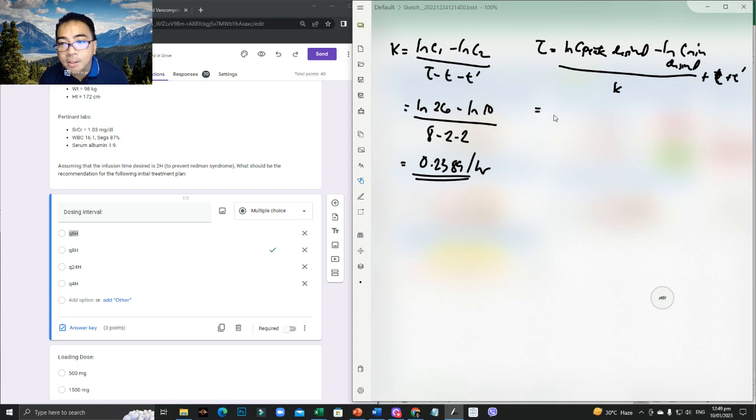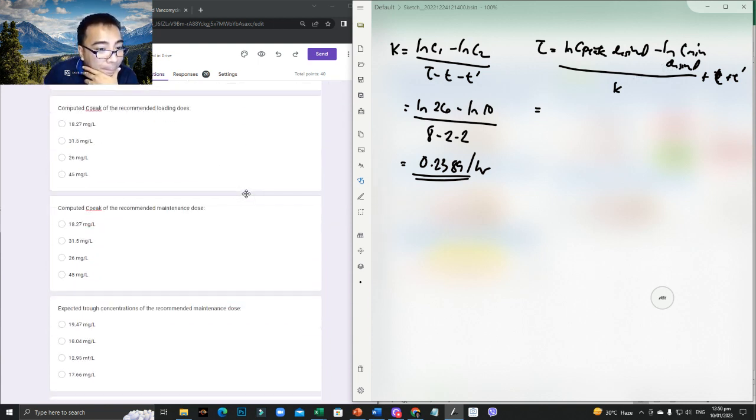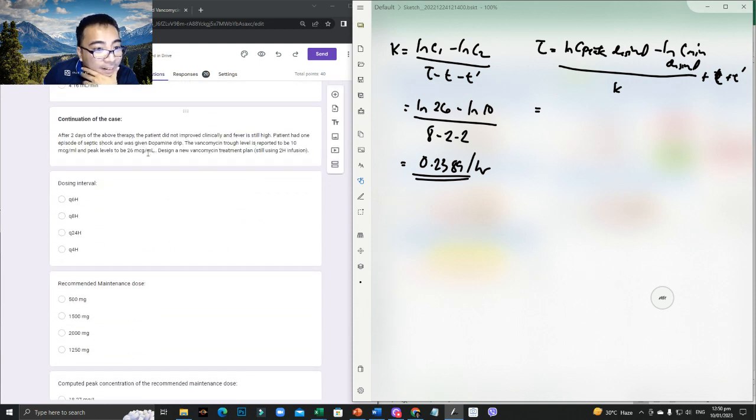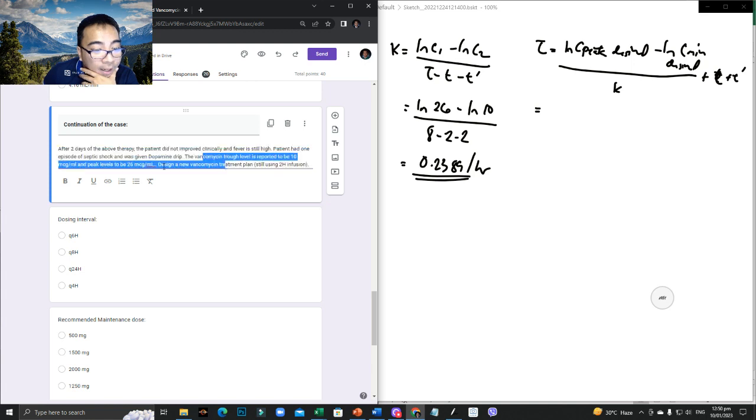Okay? Now, class, dito kadalasan marami sa inyo nagkamali when I was checking your paper. Kasi ang ginawa nyo dito, instead na desired C peak and desired C min, ginamit nyo yung actual C peak, actual C min. Ang ginamit ng karamihan dito is ln 26 minus ln 10. Tandaan nyo, class, that's the actual peak and trough natin here. Itong 26 na to at saka itong 10 na to, hindi yan yung desired.